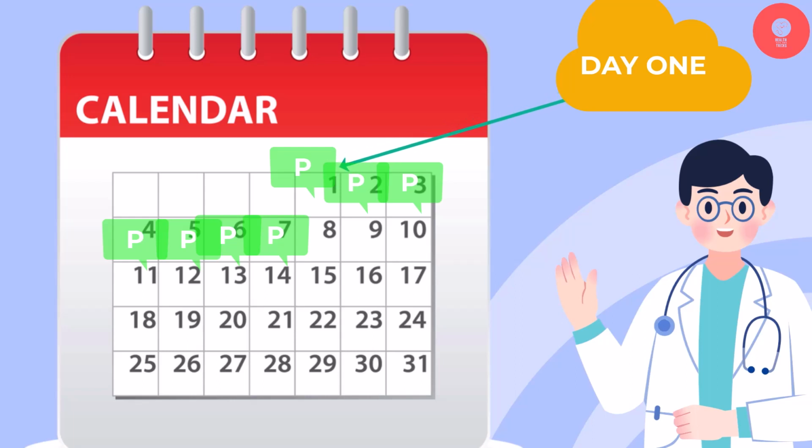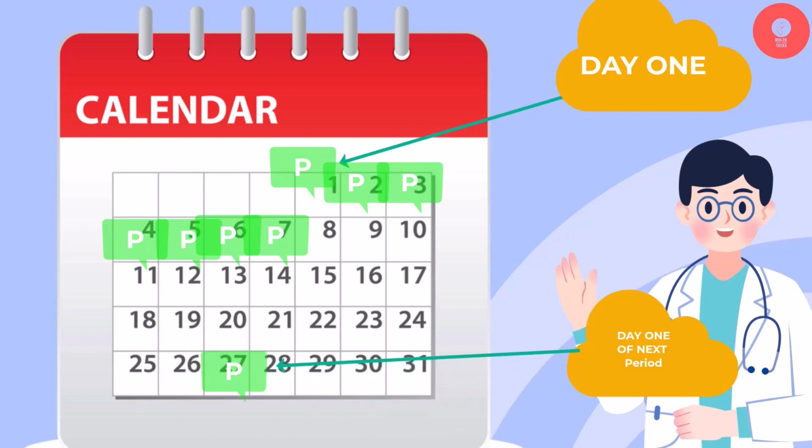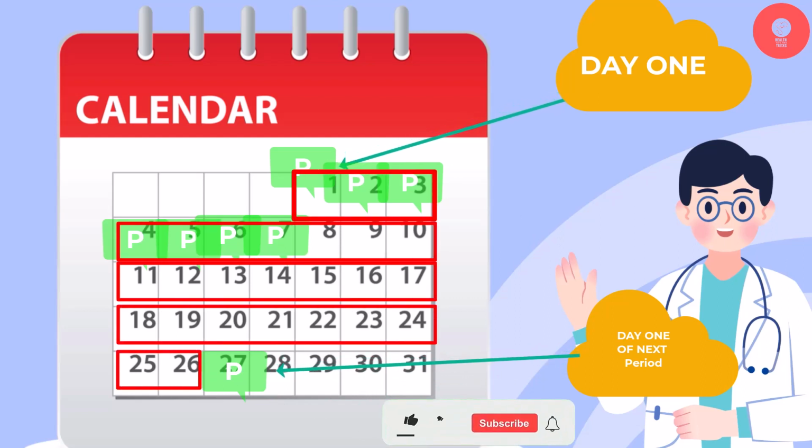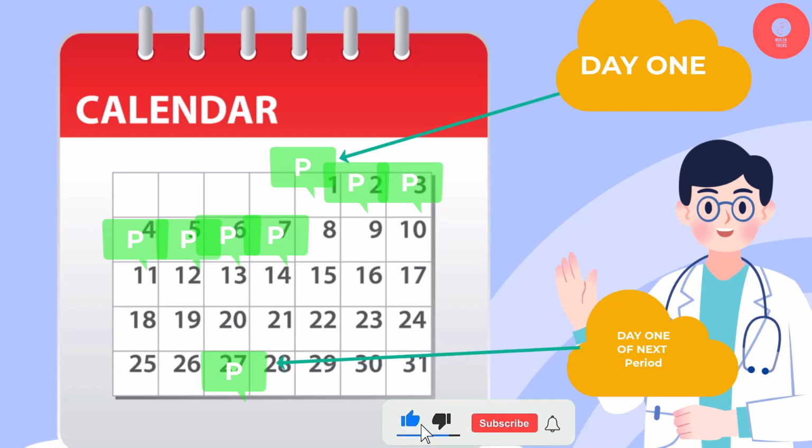When bleeding starts again, mark it with a P. This is day 1 again of the next period. You can then count the number of days between each first P to get the length of your cycle. Count the number of Ps to see how many days bleeding lasts.